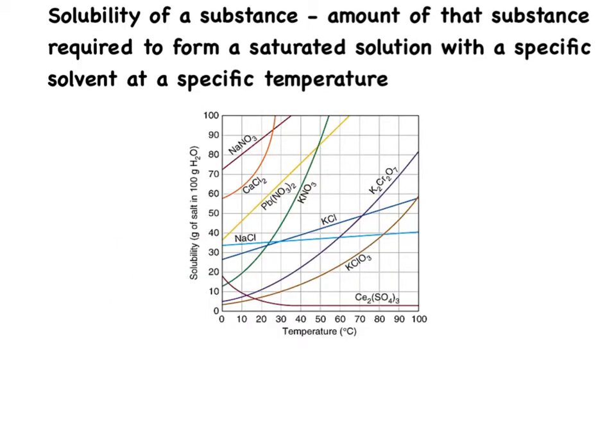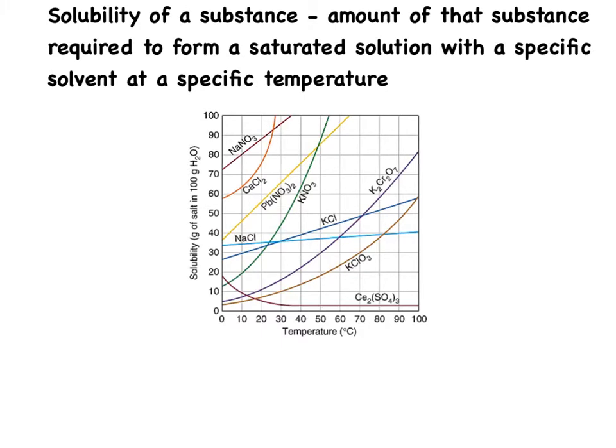Some substances are more soluble than others. Solubility of a substance is the amount of that substance that's needed to form a saturated solution with a specific amount of solvent at a specific temperature. And so we have a graph here depicting a bunch of ionic compounds and their solubilities. Notice the units of expressing solubility are grams of the salt, grams of the ionic compound, per 100 grams of solvent, which is water in this instance. And you can see how most of the compounds have an increased solubility at a higher temperature, but that's not always going to be the case.